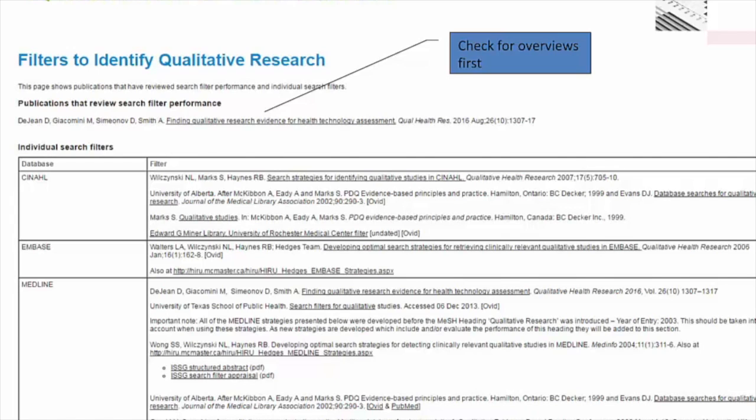And most of our pages are set up in this way, with the filter performance information at the top and then the individual filters down below. Sorry, I should at this point have acknowledged my co-organisers for this resource, Carol Lefevre and Kath Wright.